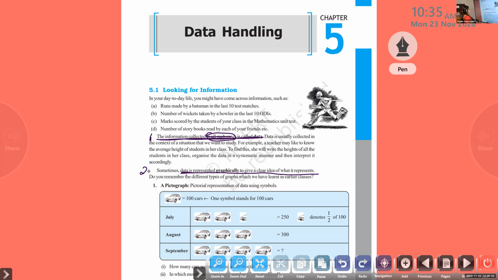And the first graphical representation is a pictograph. Pictograph, here we are representing the data in terms of some pictures. So that is the pictograph.